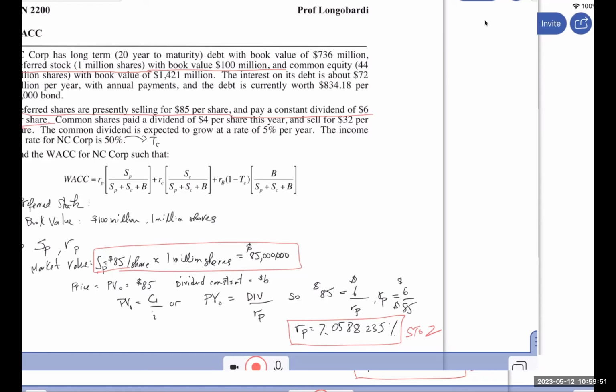So you have all of the things here, with a 50% tax rate, to calculate the WACC. Do you want to try that? Let me put it all in one slide somehow.